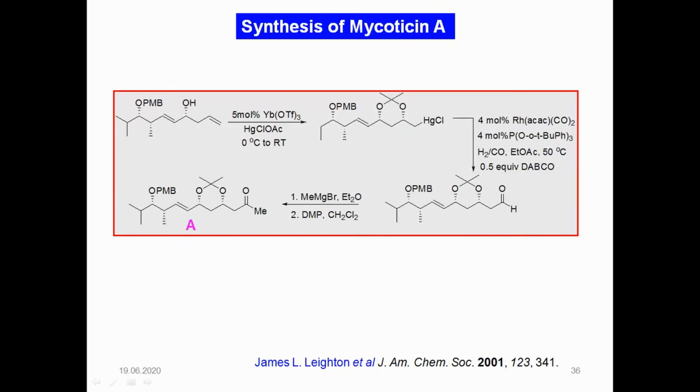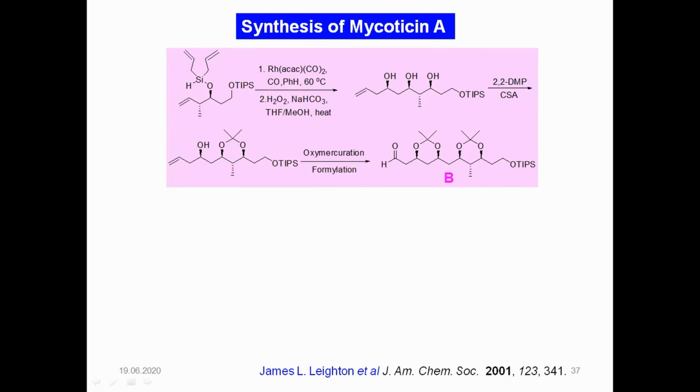Synthesis of mycotoxin. Evans used this methodology in the synthesis of this compound. He treated the homoallylic alcohol with the Evans protocol. First he is getting the mercury compound. Then the mercury is converted into an aldehyde, followed by treating with methyl Grignard, followed by DMP oxidation. He is getting fragment A.